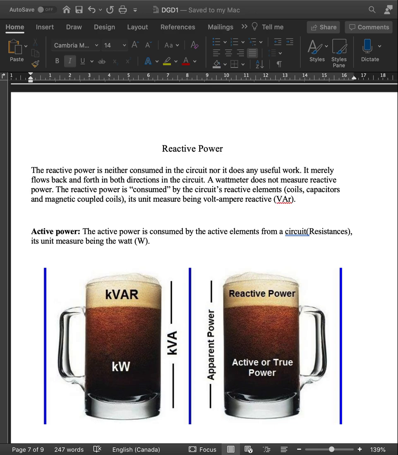Generally, when we measure the power of a circuit, we're only measuring the real power. As it's said here, the wattmeter does not measure the reactive power. The reactive power is consumed by the reactive elements, which are the inductors and capacitances in the circuits. It's written differently from the real power. Real power has the unit watt, W, but reactive power is written VAR, volt-ampere reactive, basically.